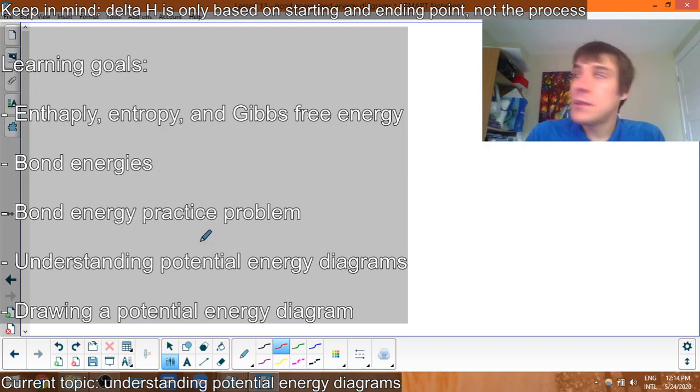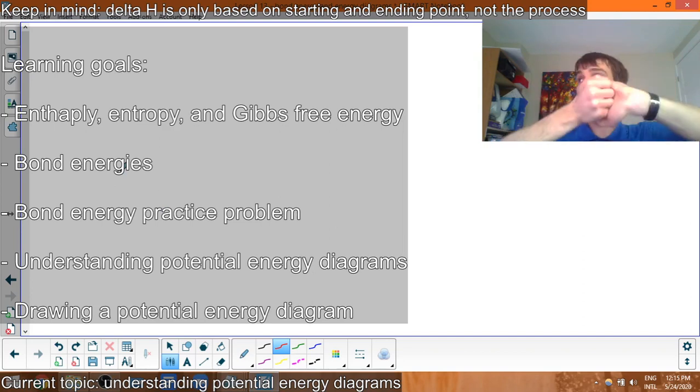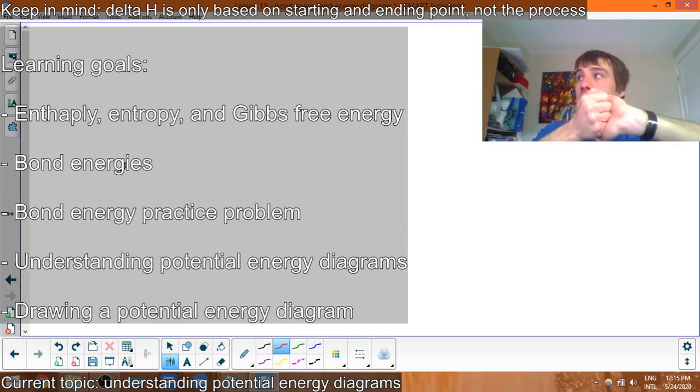Then we talked about bond energies, that breaking bonds requires energy, making bonds releases energy, and that comes from the fact that this is higher energy than this for pretty much every chemical system. This is high energy, this is low energy. So going from this to this is an input of energy, going from this to this is a release of energy. We did a practice problem with the water, bond energy practice problem. You are definitely going to get a bond energy problem on a test, so please learn how to do that. It's also useful for your thermochem lab.